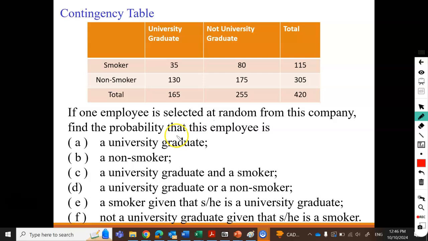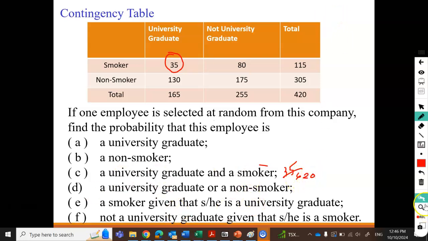Now, what is the probability that this employee is a university graduate and a smoker? So we have to find the intersection of university graduate and smoker. So this is the intersection: 35 out of 420. So your answer will be 35 out of 420.